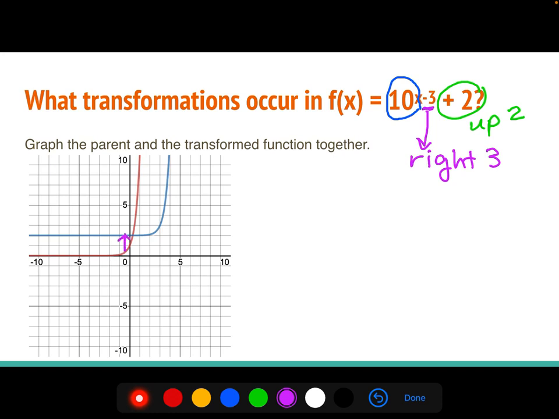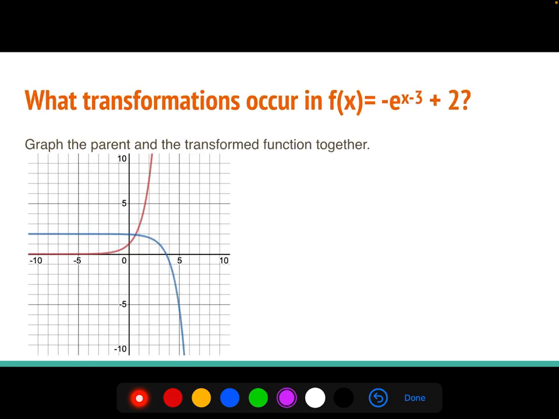So I'm going to look at this. Does it look like from my red one, we went up 2 and right 3? Yeah, it does look like it did. And it doesn't matter what the base is. Remember, the base just makes it a steeper J or a less steep J.